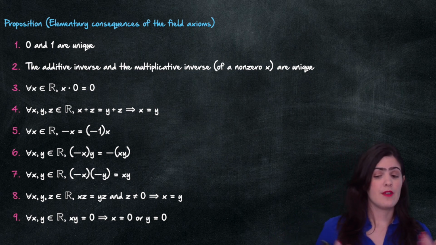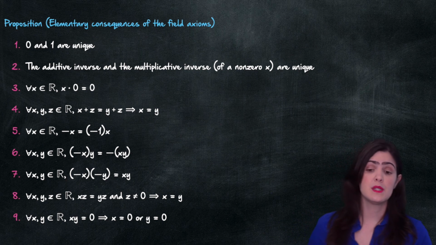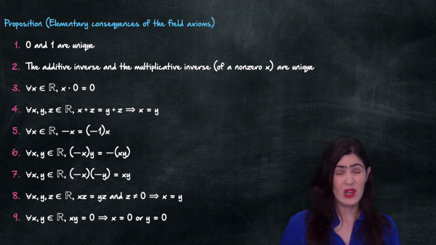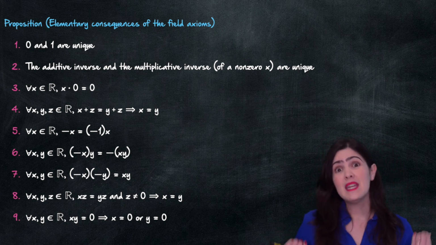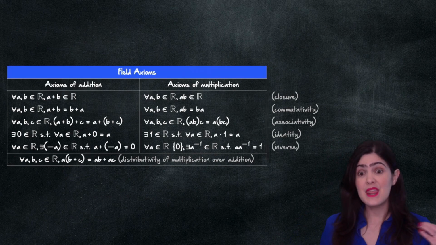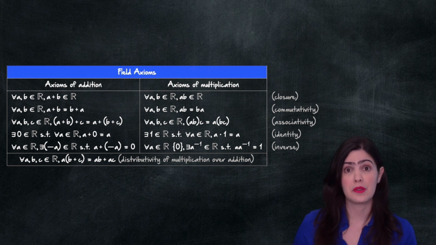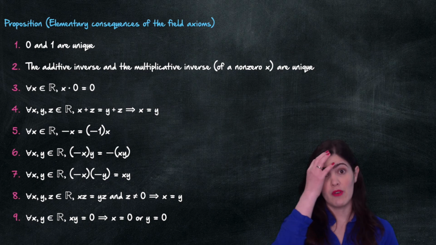For example, that if x times y is equal to 0, that means that x is equal to 0 or that y is equal to 0. All these things look obvious to you, but they need to be proven from the axioms that I just listed. This list is what you're allowed to take as given, as the truth. And for these, we need to provide a proof.